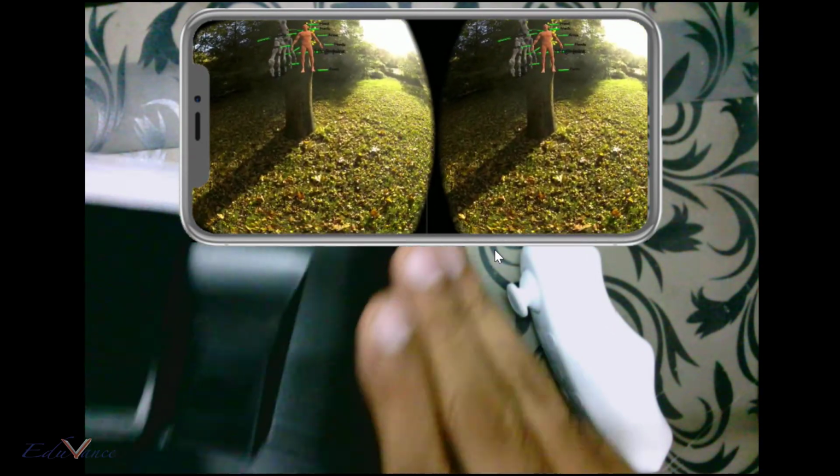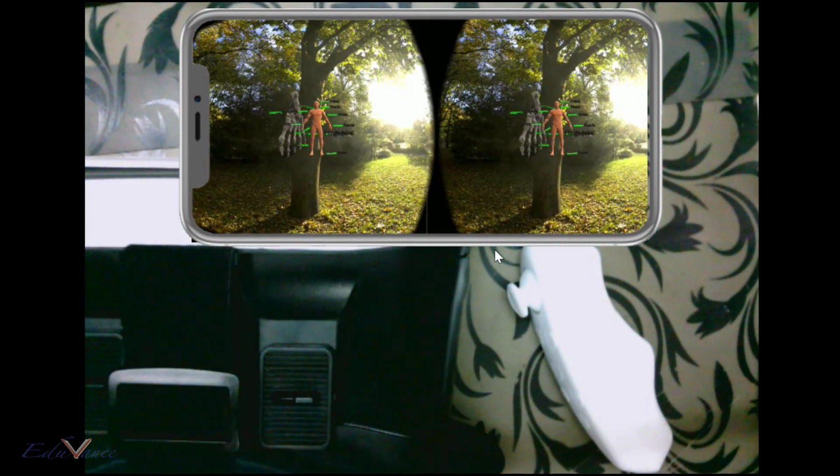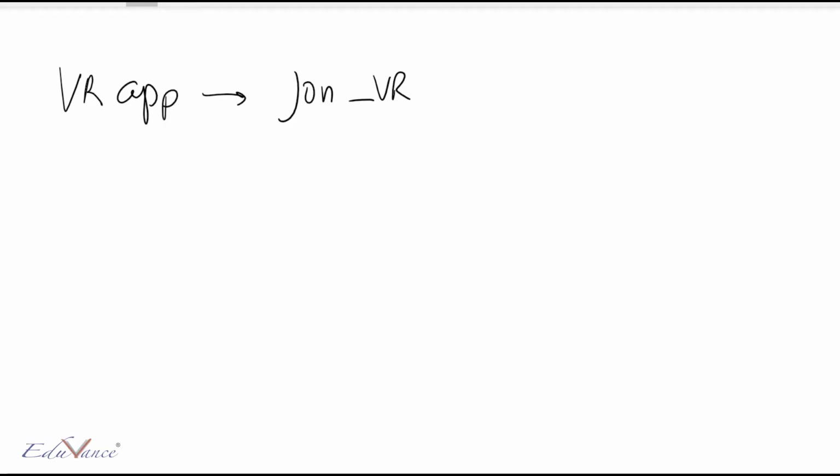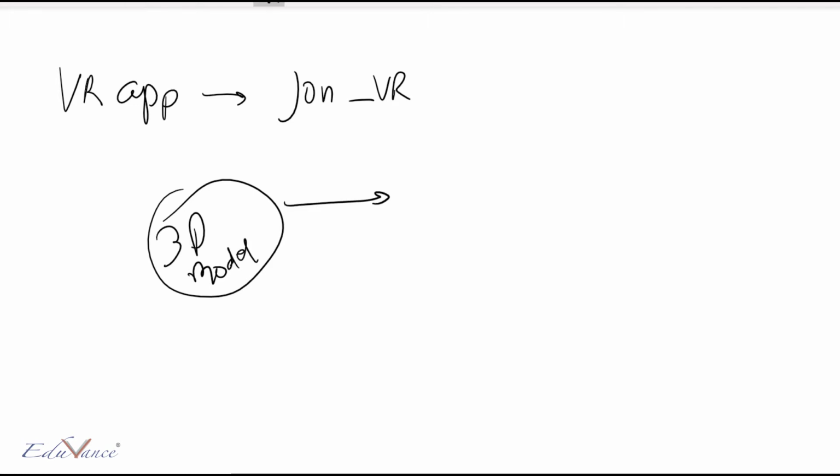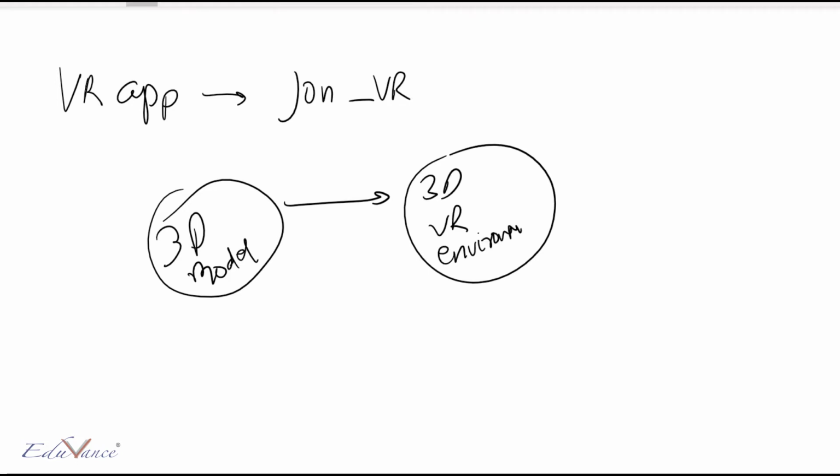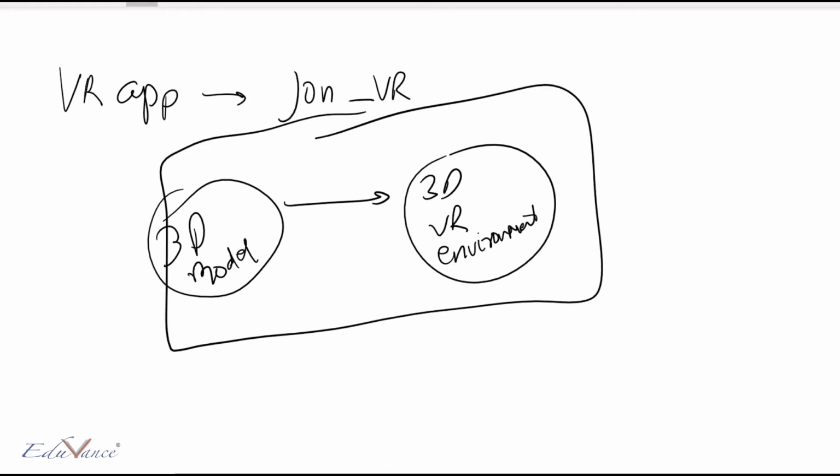Now, what you can do is, you can take different 3D models that we have. You can decide what kind of 3D model will look good in what kind of a 3D VR environment. So you have to try this. What I have shown you is how to take 2 basic 3D models and how to turn it into a VR app.